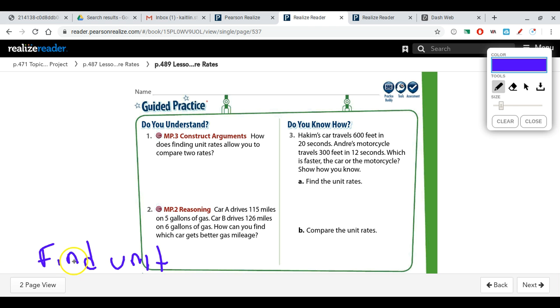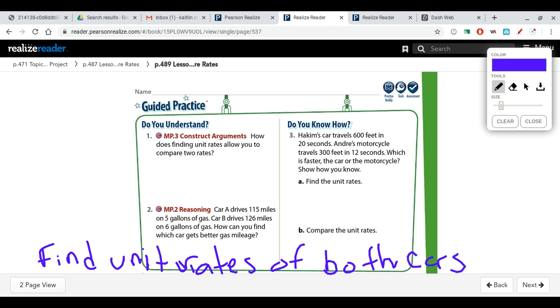So find unit rates of both, and compare. We would compare miles per gallon. That would be how we find which car gets the better gas mileage. So we're going to find the unit rate of both cars, and then we're going to compare.